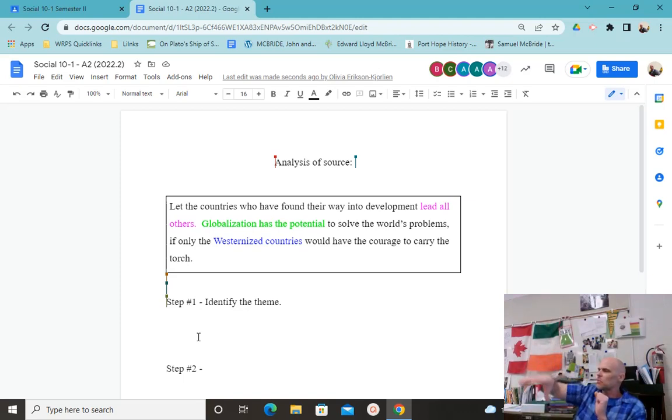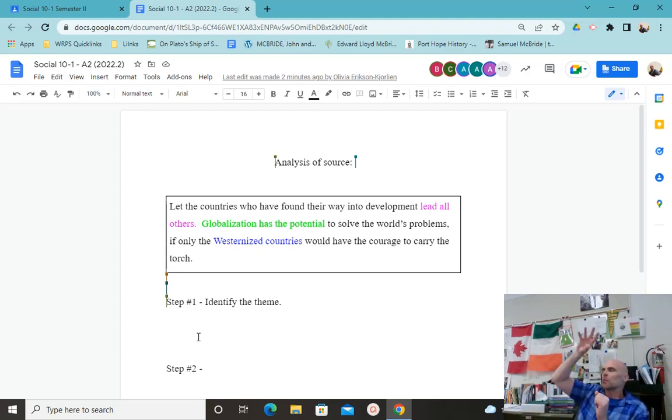So early in your analysis paragraph, the first step you're going to do is announce the theme. The source presented provides a window into the theme of globalization. That might be my first sentence in my analysis paragraph. More specifically, it does something with globalization. It either celebrates it or it challenges it. Which is it doing here? Celebrating. So it says it's going to solve the world's problems.